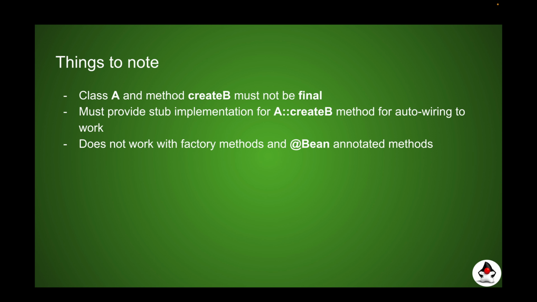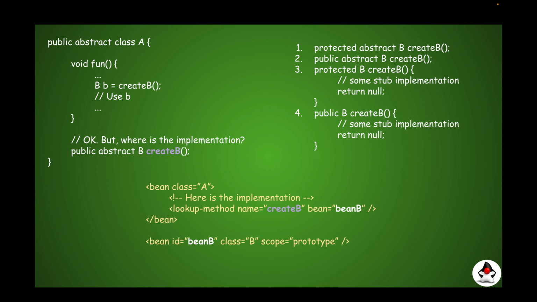Okay, and it also does not work with factory methods and @Bean annotated methods. Now this is how we do that. So we just create a class A. We already have a class A, and there are two methods: the first is fun, the second is createB. The fun method calls the createB method to get a new instance of B each time.